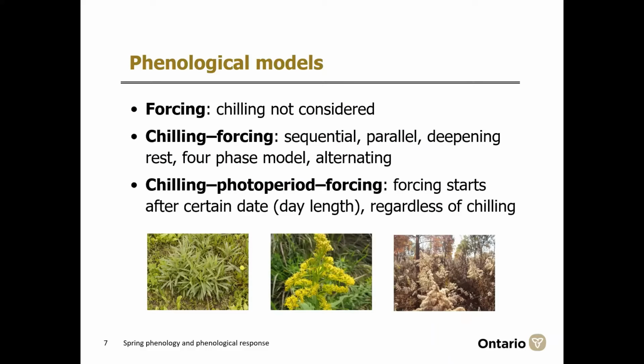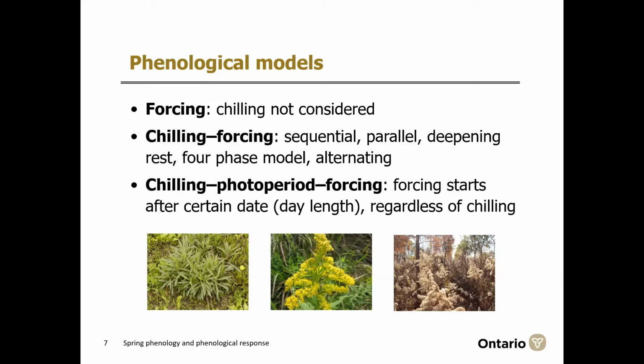Based on the mechanism of spring phenology, three types of phenological model have been developed. Forcing, where chilling requirement is not considered, or the chilling requirement is fully met long before the accumulation of spring forcing. This type of model applies to areas with long cold winters, where chilling is more than sufficient to meet plant needs. The second model is chilling-forcing, where both chilling and forcing requirements are considered, but there are different hypotheses on how chilling and forcing accumulate. The third model does not consider chilling and forcing, as well as photoperiod.